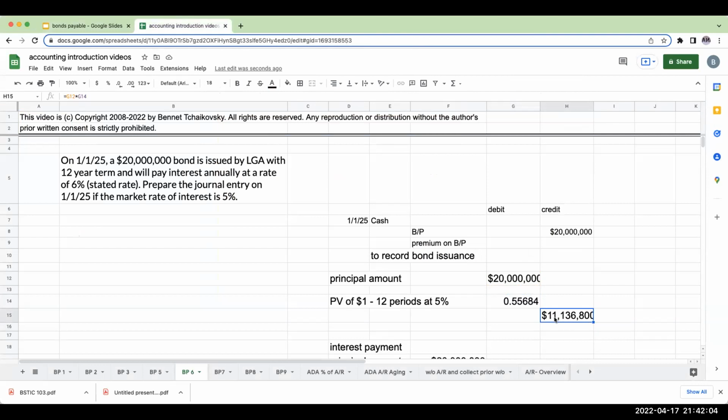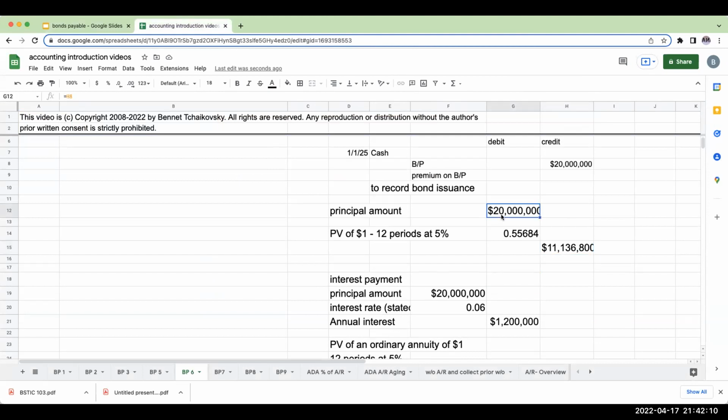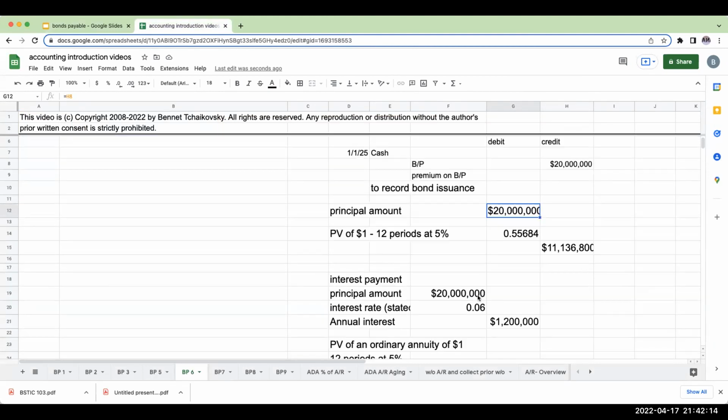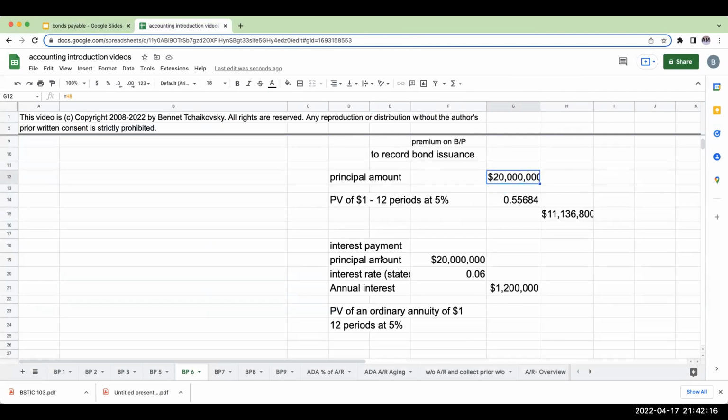What does that mean? If I invest this today and I'm earning 5% on my money, then at the end of the 12 years, it's going to be worth $20 million. Now for the interest, present value of an annuity of $1, 12 periods at 5%.